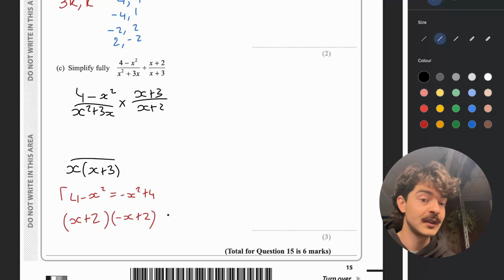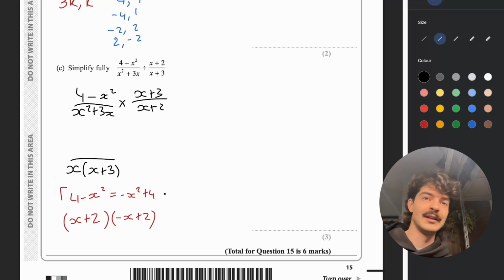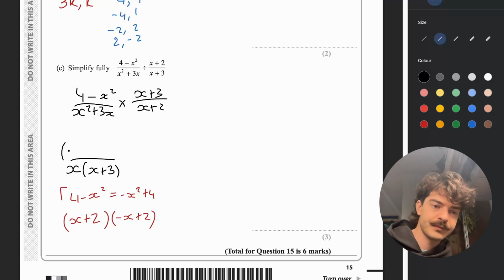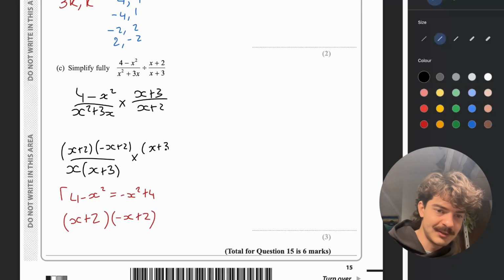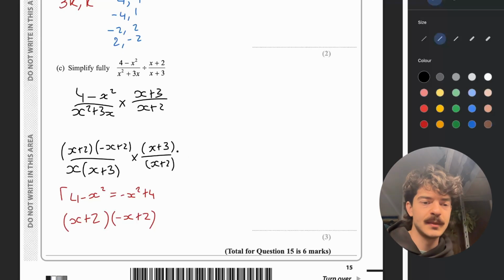This is a difference of two squares under the cover, okay? So we end up with x plus 2, minus x plus 2. A little hint as well is that you know there's going to be a cancellation with the values over here. So once again, multiplying by x plus 3 over the x plus 2, putting things in brackets to make it really explicit.